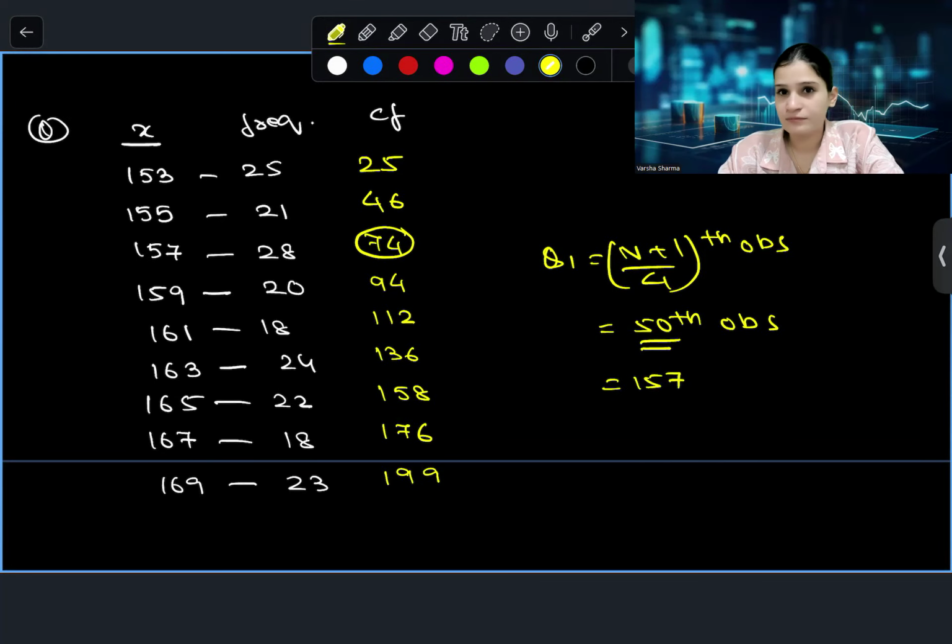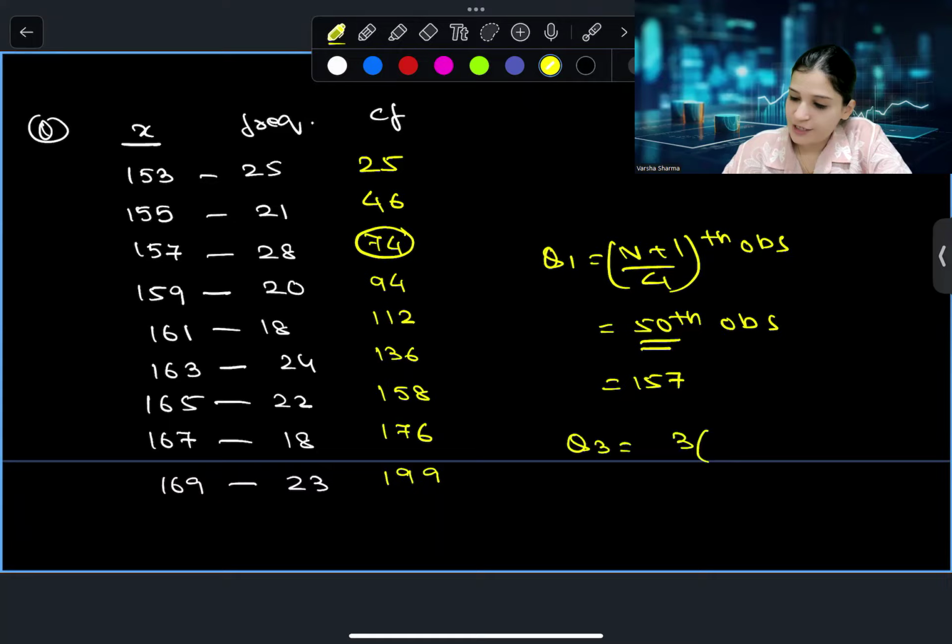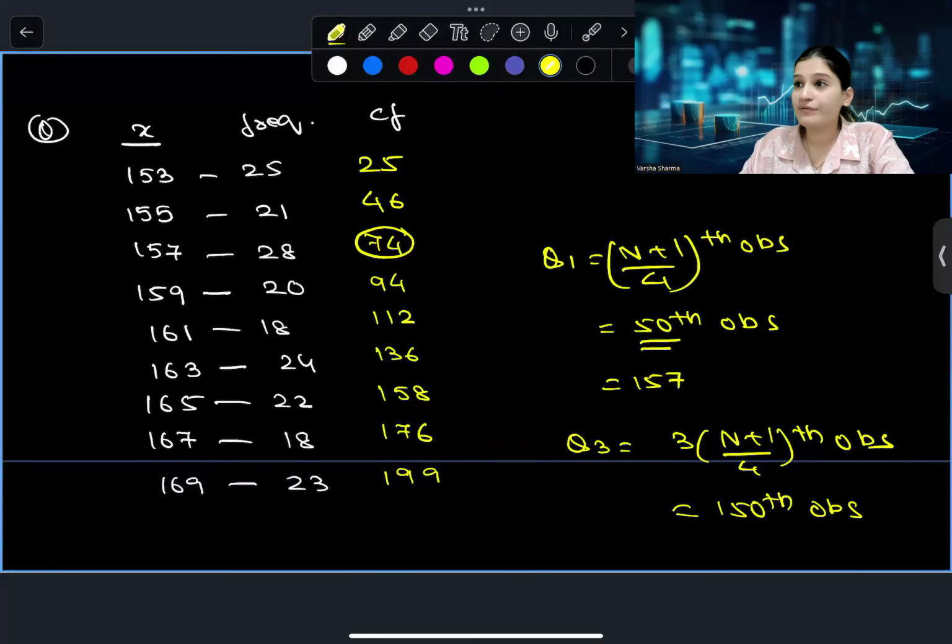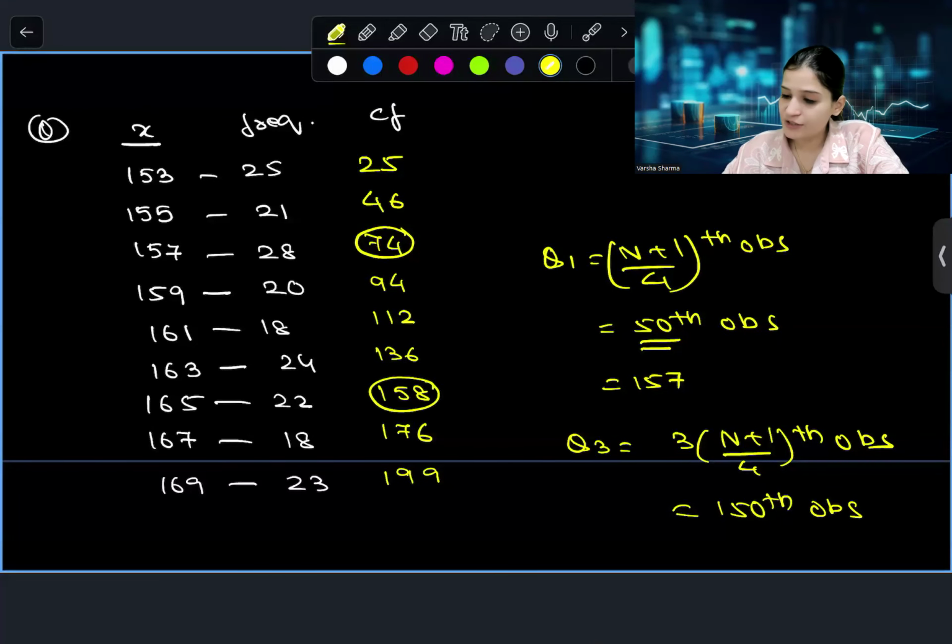Am I clear? Yes, ma'am. Find Q3. 165, ma'am. 165. 3 into (n plus 1) by 4th observation, 132.75th observation. Again, in the CF column, we don't see it. We see 158. 158 is for 165.